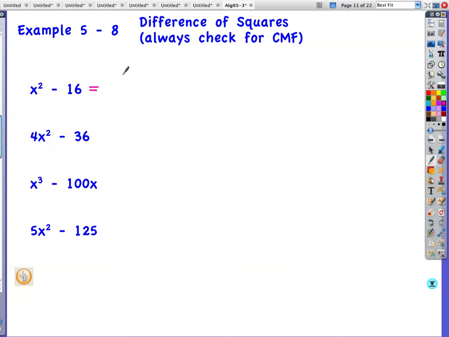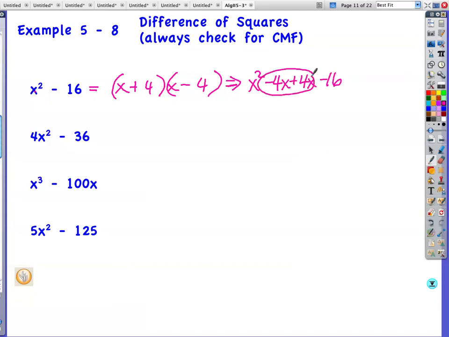Is there a common factor? No. So you put down 2 kinds of parentheses. What times what? This is reverse FOIL, gives you x squared. Well, x and x. What times what gives you 16? 4 and 4. How do I get a negative sign when I multiply? One's positive, one's negative. It does not matter which one is which. On this first one, I'm going to FOIL it out so you can kind of see what happens here. You get x squared minus 4x plus 4x minus 16. These are gone. Left with x squared minus 16, which matches over here.